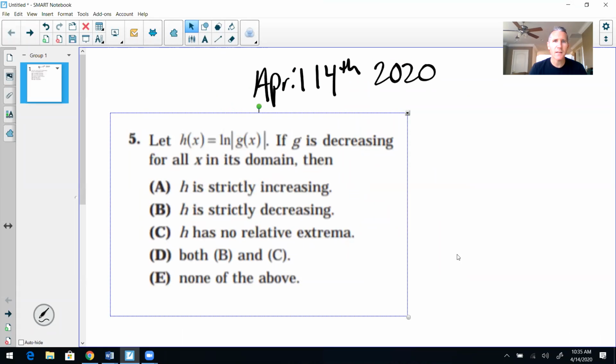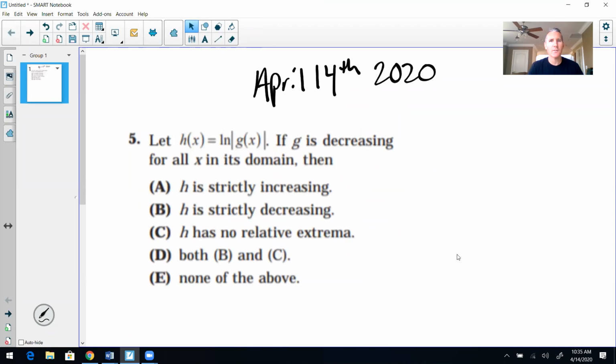Okay, it says, let h of x equal ln of the absolute value of g of x. If g is decreasing for all x in its domain, then what? A, h is strictly increasing, B, h is strictly decreasing, C, h has no relative extrema, D is both B and C, and E is none of the above. Okay, so g is only increasing, right? So this guy right here, g of x, oh no, it's decreasing. g of x is only decreasing, so this guy is decreasing.